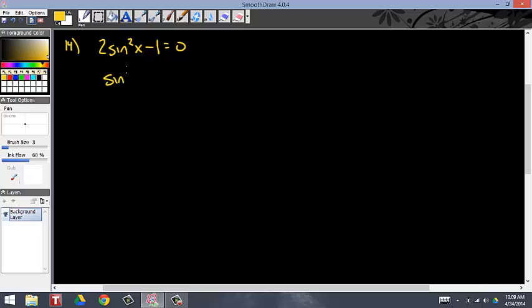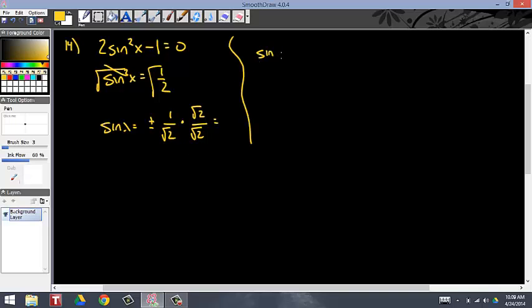We will get sine squared x by itself. That equals 1/2. That part should be a no-brainer. We take the square roots of both sides, so sine x equals plus or minus 1 over rad 2, right? Because the square root of 1 is 1, the square root of 2 is rad 2. But here it's really hard to see what it actually is. So we need to rationalize the denominator in order to figure out what we're really looking for. We are really looking for sine x equals plus or minus rad 2 over 2.